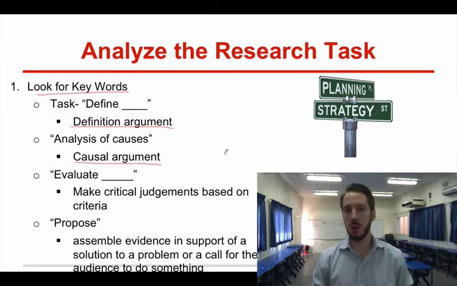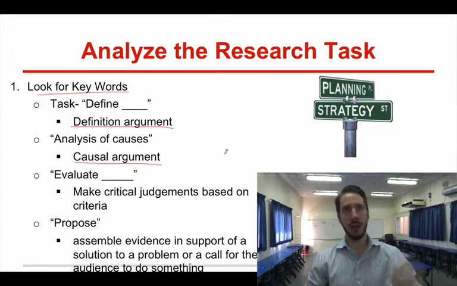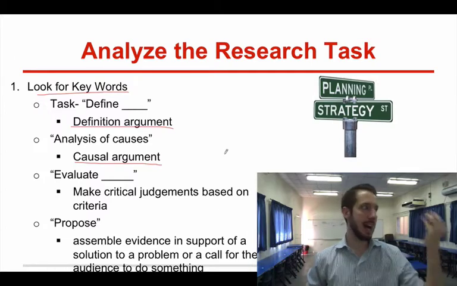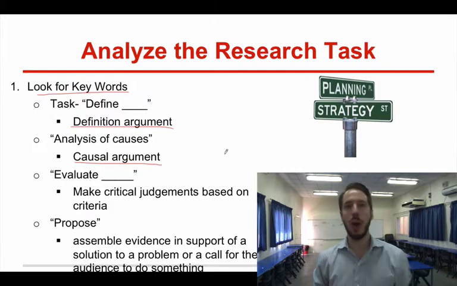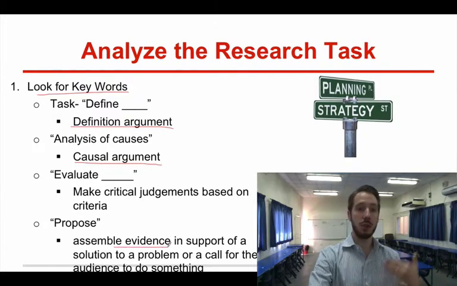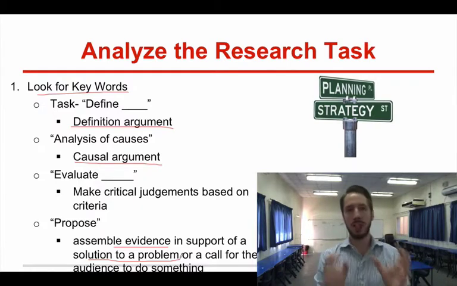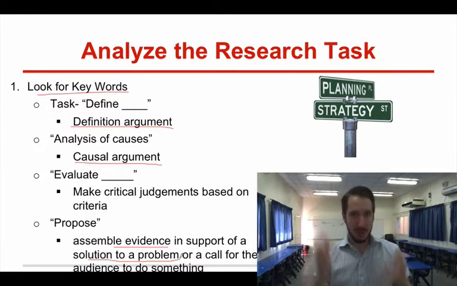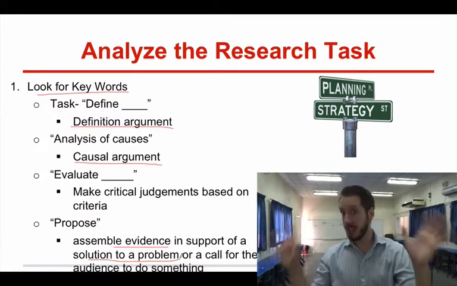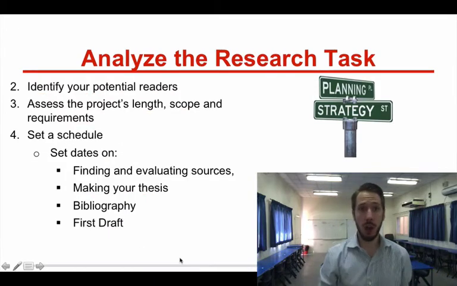Am I asking you to make critical judgments based on criteria? Evaluate how effective solar energy has been at limiting CO2 output in the world over the last 10 years? Am I asking you for a proposal argument where I'm asking you to take evidence to come up with a solution to a problem or try to convince people to do something? So when I'm giving you an assignment, first think about what I'm asking you to do. Instead of just jumping right in, don't Leroy Jenkins the situation once again. Just think about what am I asking you to do in this argument.